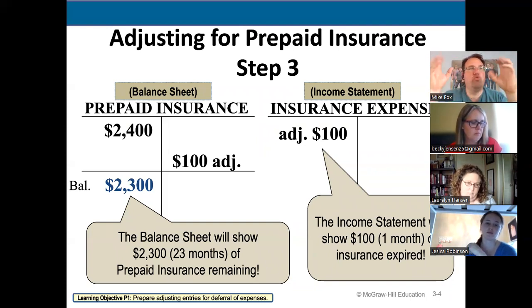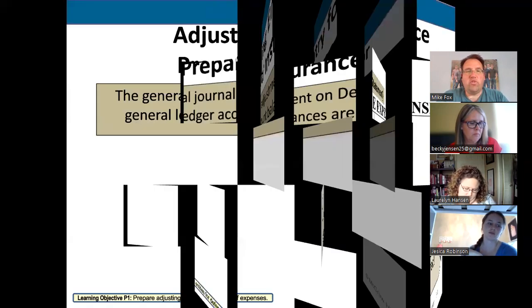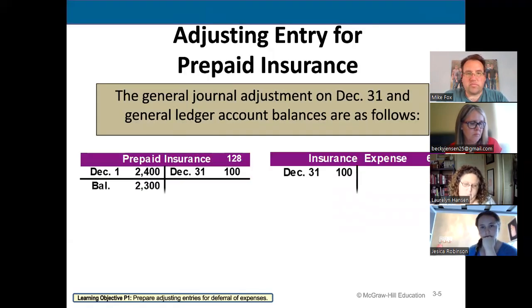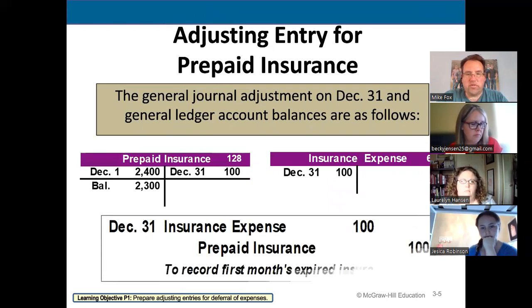This is especially important with really big assets because you buy a building or something and you can't just say, oh, I have a $300,000 expense. I'm going to use this building for 30 years, but I claim $300,000 in expense today and then nothing for the next 30 years. So similarly, there's what the adjusting entry would look like, the debit to the insurance expense and the credit to the prepaid insurance.